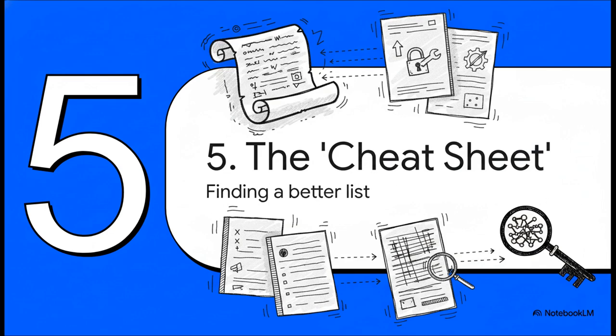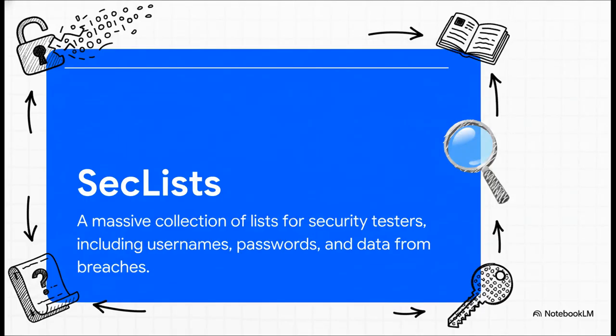Well, we need a better list. We need a more specialized cheat sheet, one that's tailored to our target. This is where resources like SecLists come into play. It's this massive, publicly available collection of password lists that have been gathered from security breaches, from research, and from common patterns. It is the go-to library for any security professional who's looking for a really good cheat sheet.